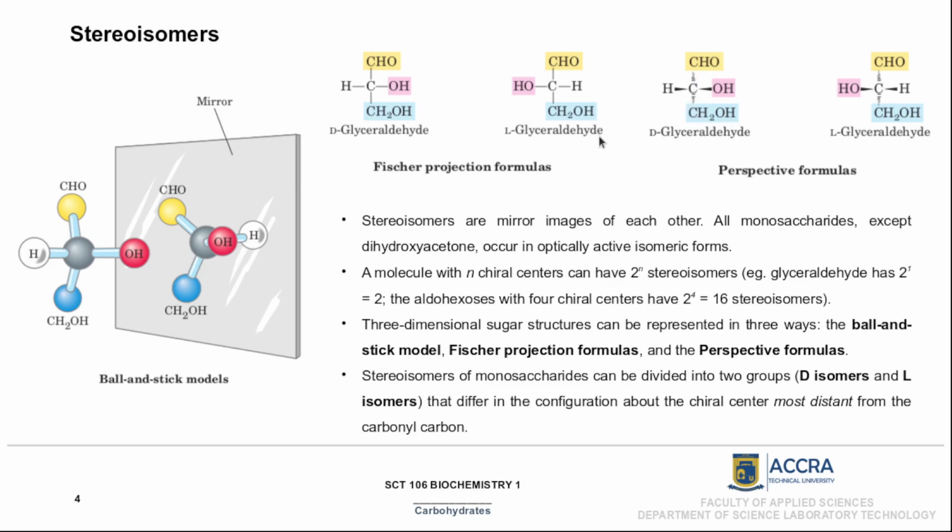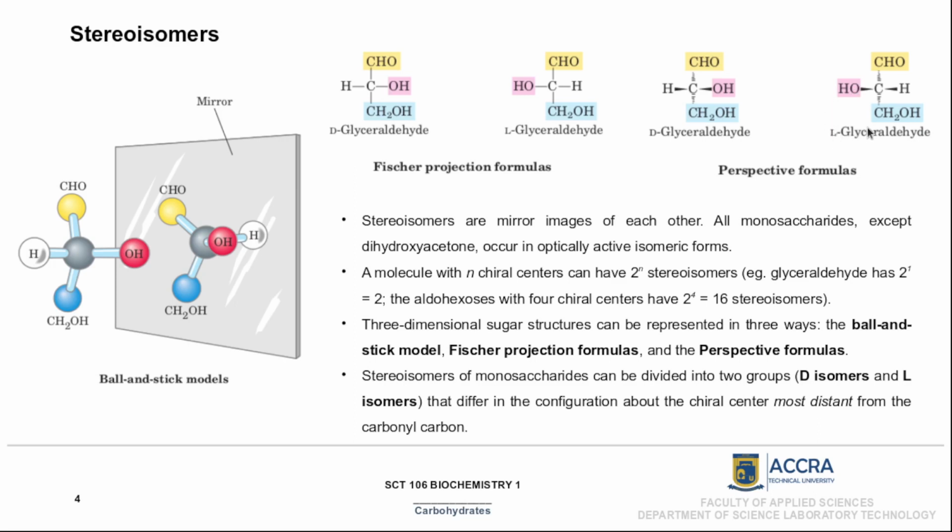Now, in representing the D and the L isomers, for instance, in the simple molecule of glyceraldehyde, if you have the hydroxyl group, as you see shaded in red, pointing to the right, this is a D isomer. If you have the hydroxyl group pointing to the left, this is an L isomer. It is the same principle in perspective formulas. The hydroxyl group here points to the right, and so this is D-glyceraldehyde. This is the D isomer of glyceraldehyde. And if the hydroxyl group is pointing to the left, this will be an L isomer.